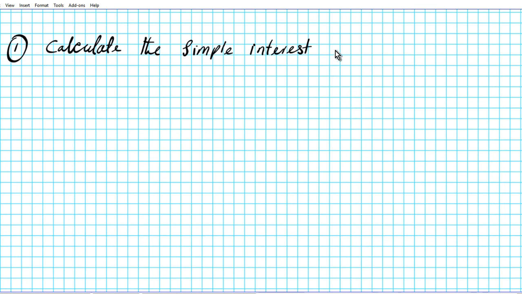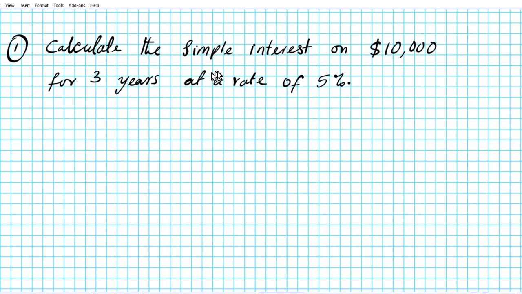All right, let's take a look at the first question, number 1. What if we were to calculate the simple interest? Calculate the simple interest on $10,000 for 3 years at a rate of 5%. Okay, so what's the simple interest that will be earned on this amount of money in 3 years at a rate of 5%? So we'll start out by writing our formula.